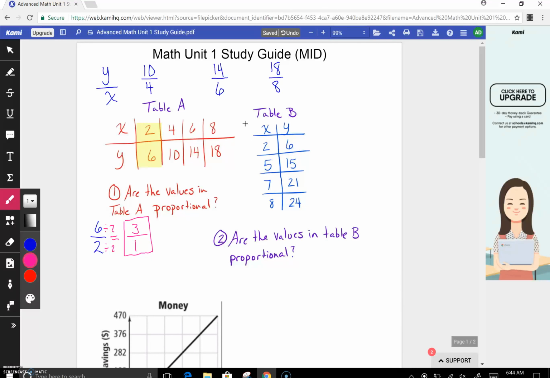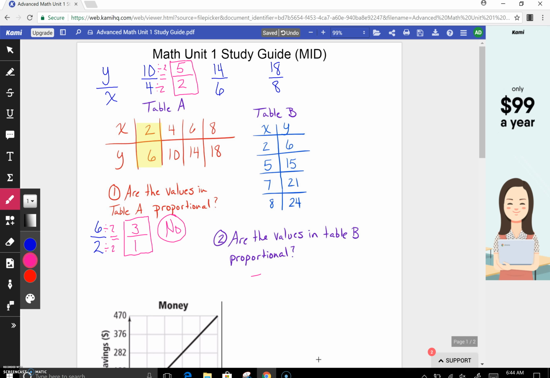Let's look at our next ratio. We have 10 over 4. 10 and 4 have a common factor of 2 as well. And we'll get 5 over 2. Now 5 over 2 does not match up. It's not the same unit ratio as 3 over 1. So as soon as we see that, we're done. We don't even have to mess with the other two. So are the values in table A proportional? No.